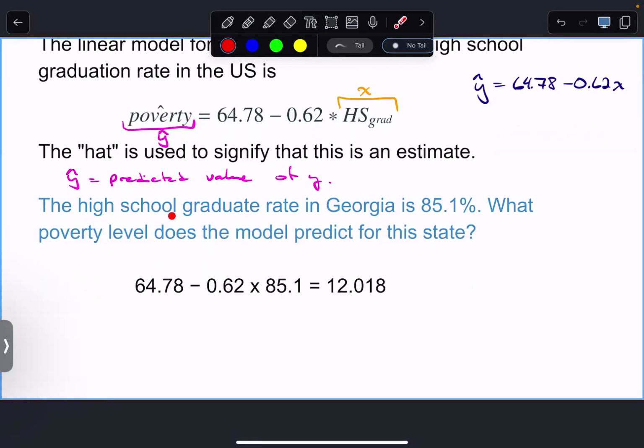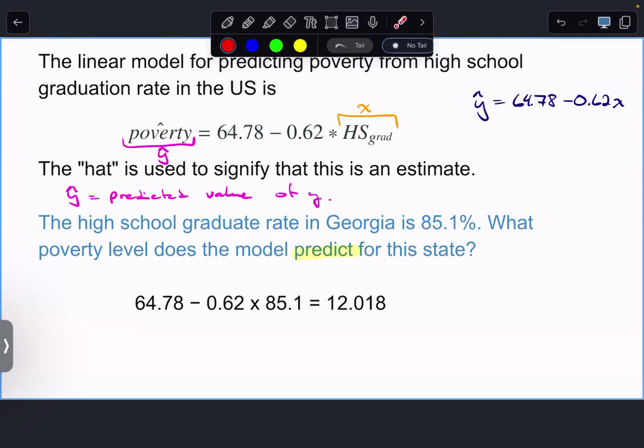If we're told that the high school graduate rate in Georgia is 85.1%, what poverty level does the model predict for the state? Here I'll highlight that it's a prediction. We're trying to predict poverty given some value of x.